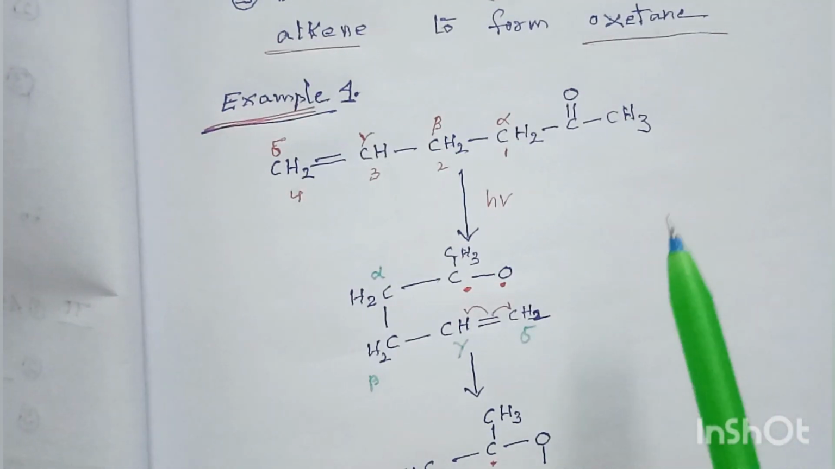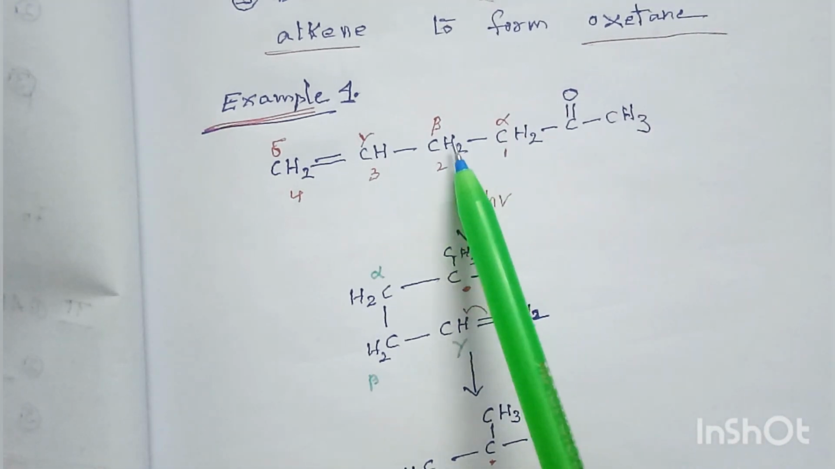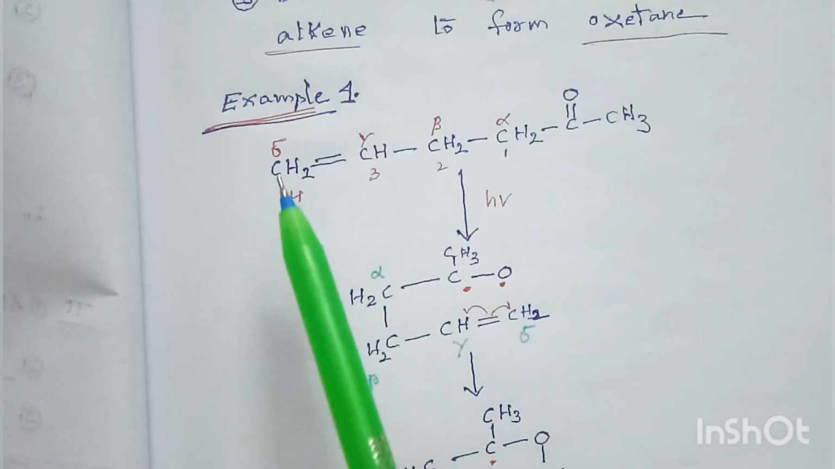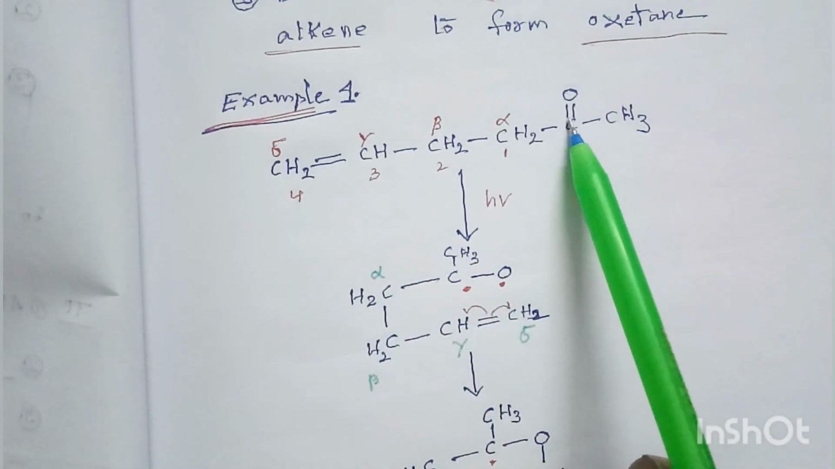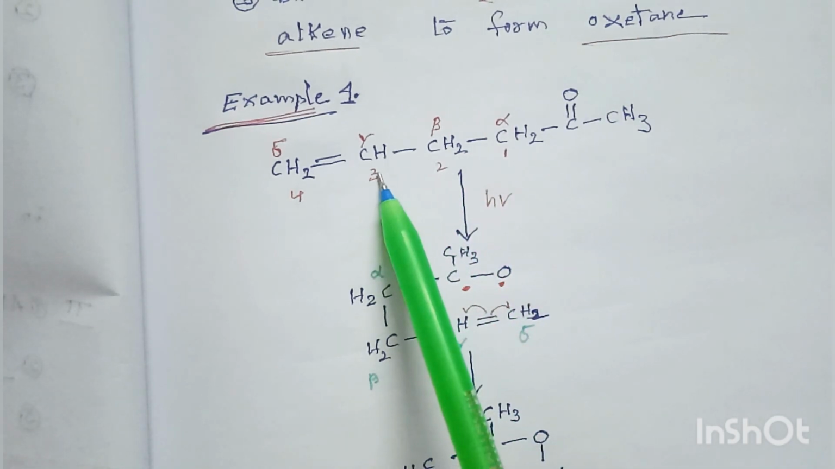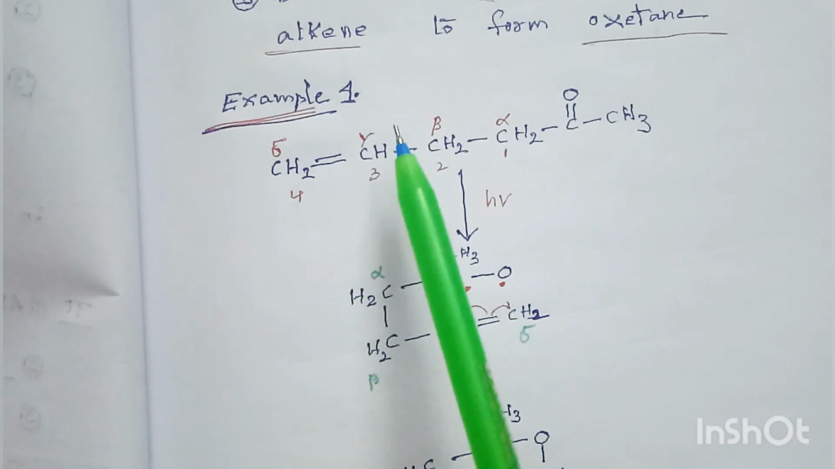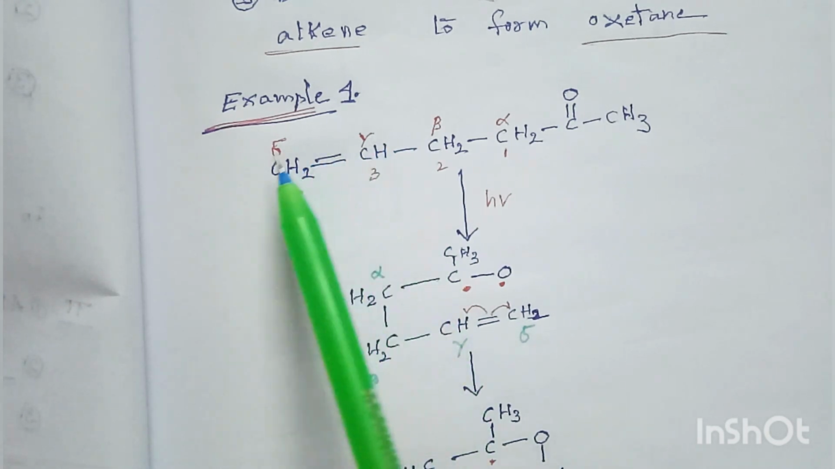Let us take an example. CH3, C double bond O, CH2, CH2, CH2. This is the carbonyl group. So this is the alpha carbon, this is the beta carbon, this is the gamma carbon, this is the delta carbon. So this is a gamma delta enone.